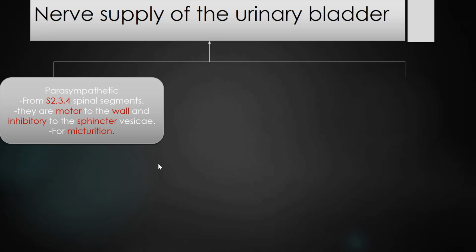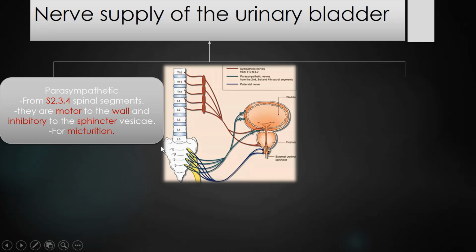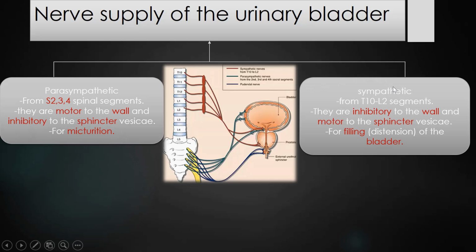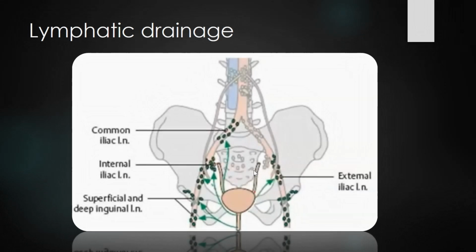Its nerve supply. It has a parasympathetic innervation from S2, 3, 4 spinal segments. They are motor to the wall and inhibitory to the sphincter. They help in micturition. While its sympathetic innervation is from T10, 11, 12, and L1 and 2 segments, they are inhibitory to the wall and motor to the sphincter, and they help in filling of the bladder. Note that there are also sensory afferent fibers for recording distension of the bladder and pain sensation.